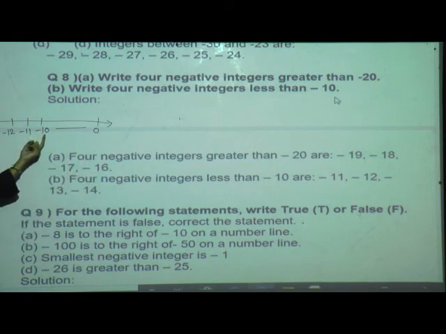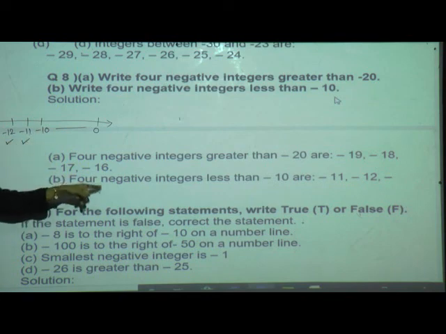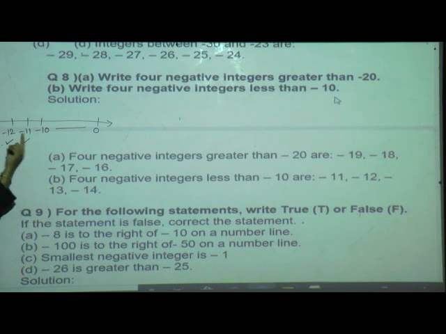Less than minus 10. You know that if we move towards this side, we are having the decreasing order. The numbers are decreasing. So the 4 negative integers that are less than minus 10 are minus 11, minus 12, minus 13 and minus 14. Okay, once again I will repeat. Towards the left side, if we are moving, the numbers are decreasing. So the 4 negative numbers less than minus 10 are minus 11, minus 12, minus 13 and minus 14.